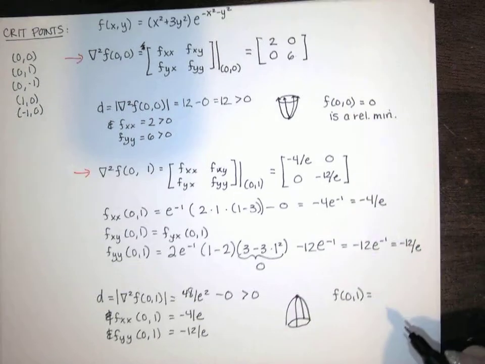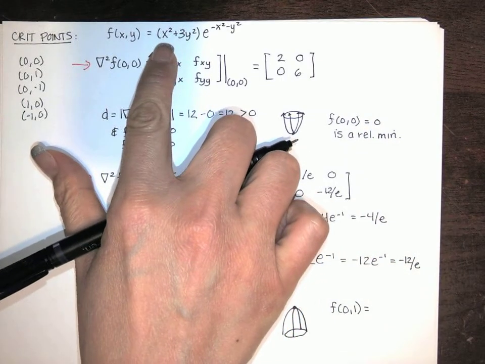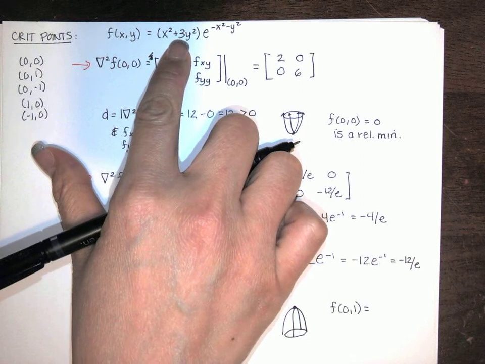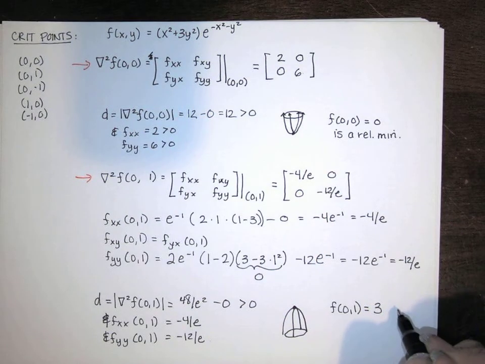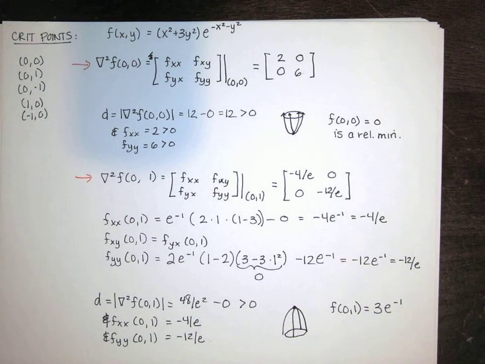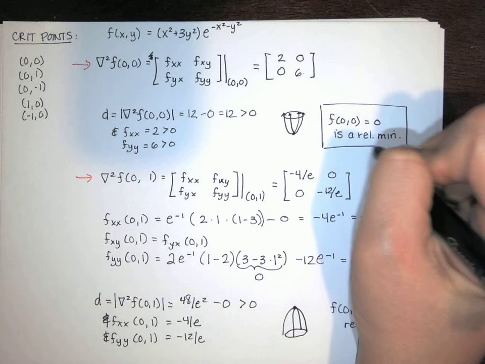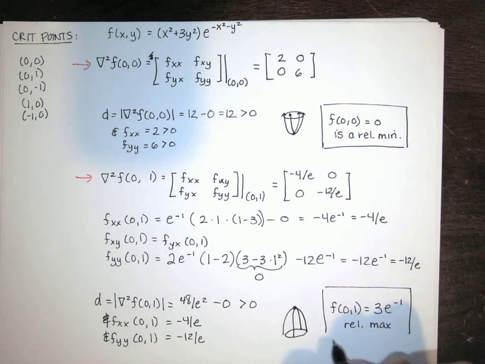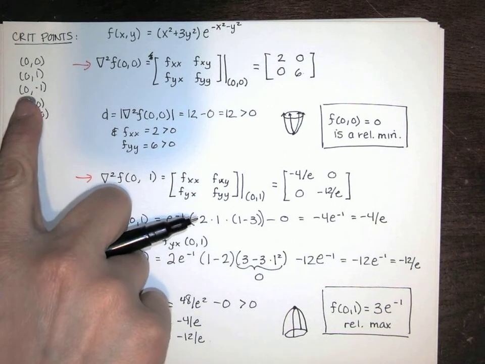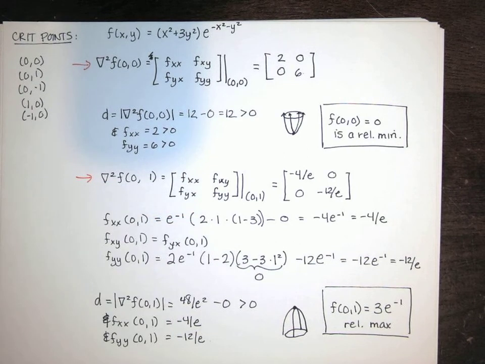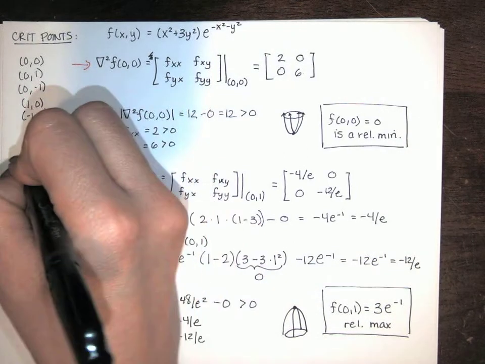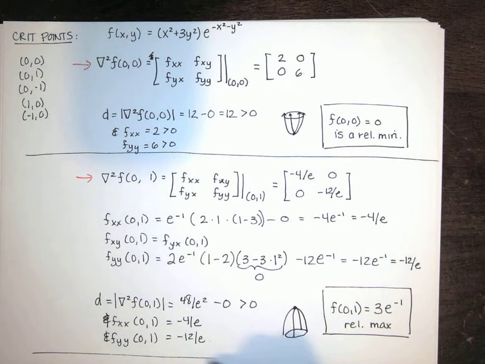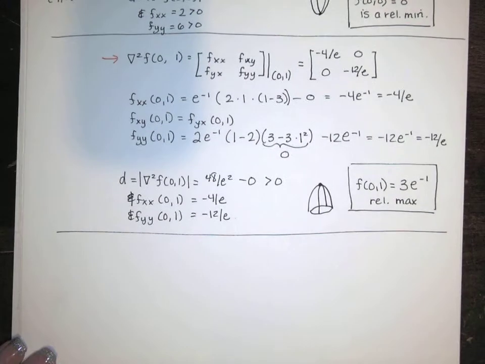F of (0, 1) is, plug in x equals 0, y equals 1, so we'll have 3 times e to the negative 1. That's a relative max. Okay, so we got a relative min at (0, 0), and a relative max at (0, 1). Now we want to evaluate everything at (0, negative 1). Just going to put big dividing lines here just to keep us on track.